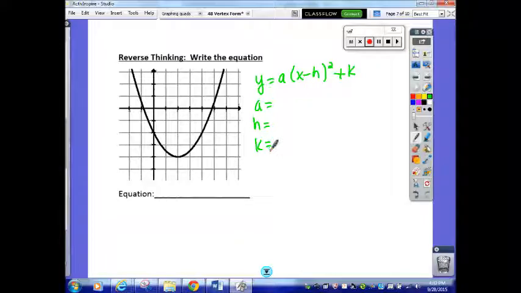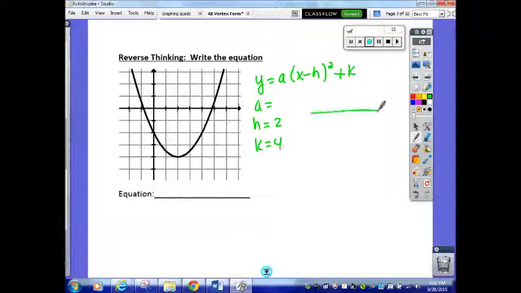Well, H and K are easy. That's right and left, or right and up and down. So this thing went right 2, so H is 2, and then down 4. A is a little bit harder to find because here, remember, it's not slope. So I'm going to show you 2 different methods for finding A.